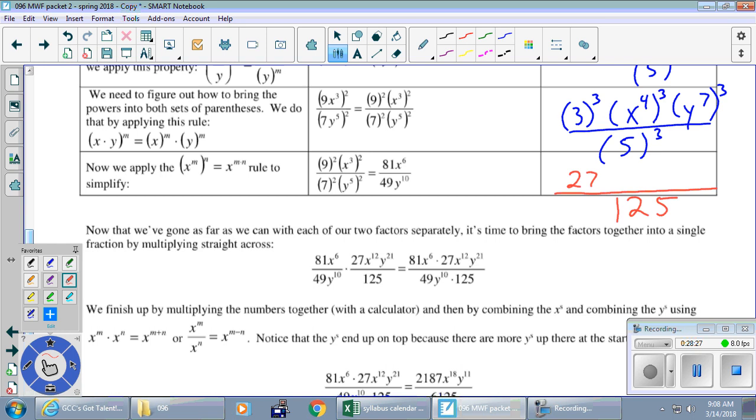Okay, so we dealt with the number parts. Now we have the variable parts. X to the 4th to the 3rd. Flip this thing over. Looking at our 5 properties again, I'm looking for x to a power in parentheses raised to another power. 1 through 5, which one? This is 3. We see it? X to the m, the whole thing raised to the n. What do we do with those powers? We multiply them.